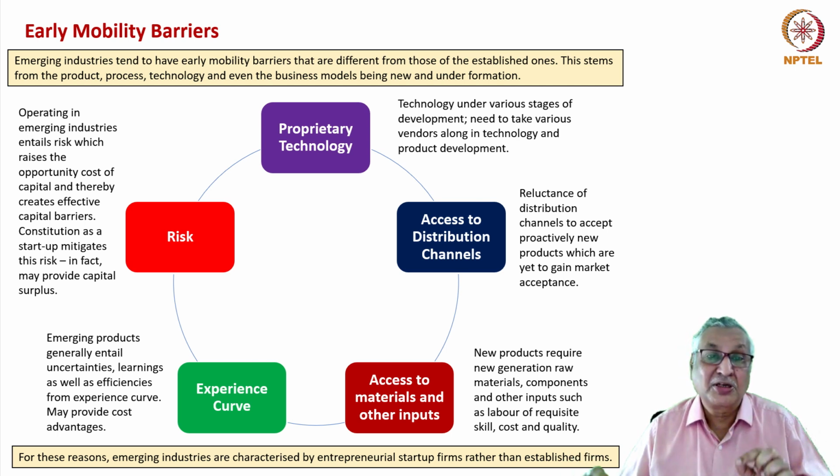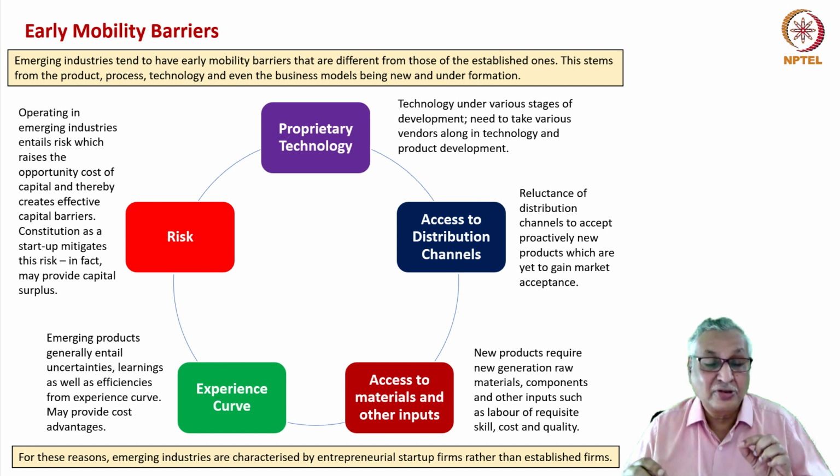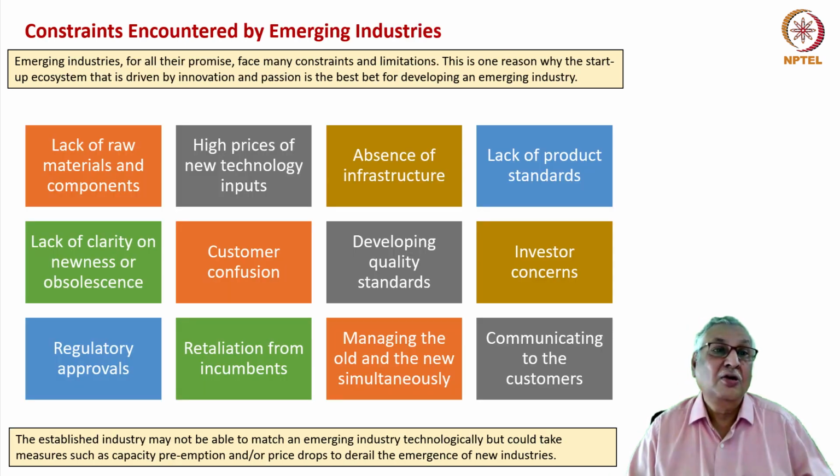But it must be clearly understood that even the entrepreneurial startup firms have to work within the boundaries of certain strategic discipline, certain operational discipline to be able to make a success of their entry into the emerging industry. What are the constraints encountered by emerging industries? Many constraints and limitations exist. That's why the startup ecosystem has to be driven by innovation and passion so that they can, with alacrity, overcome those kinds of constraints and barriers.